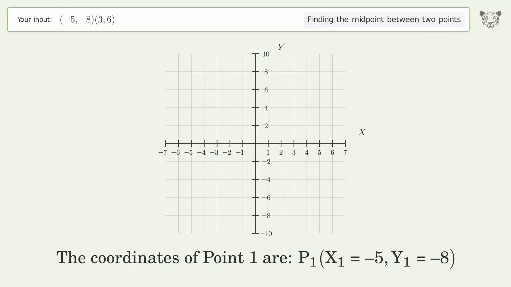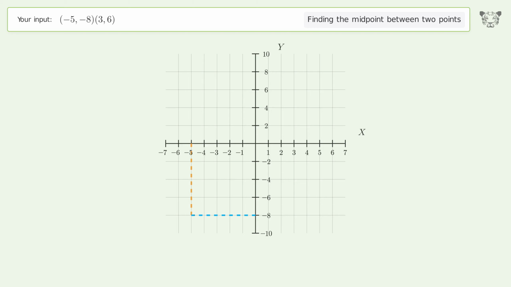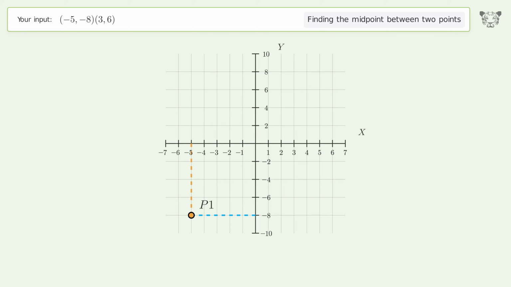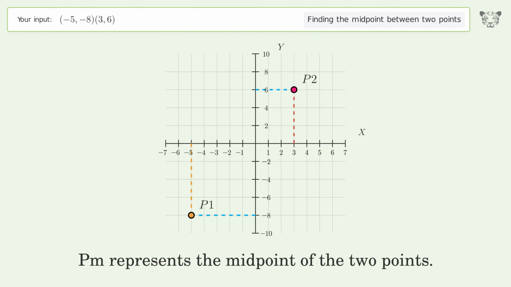The coordinates of point 1 are x1 equals -5, y1 equals -8. The coordinates of point 2 are x2 equals 3, y2 equals 6. PM represents the midpoint of the 2 points.